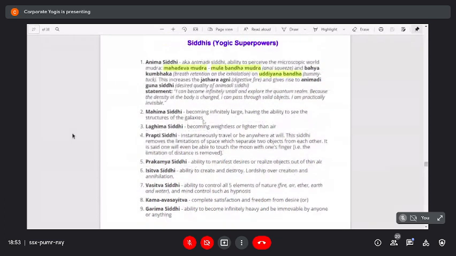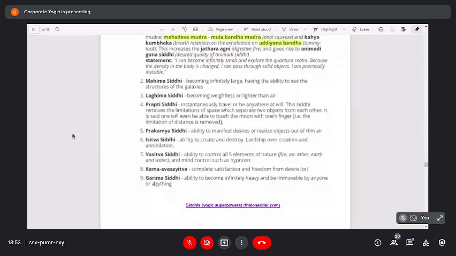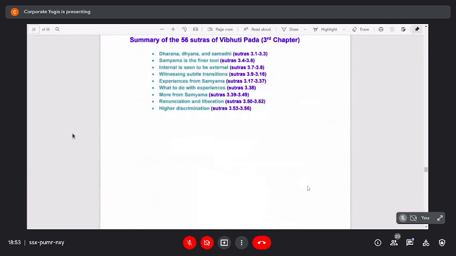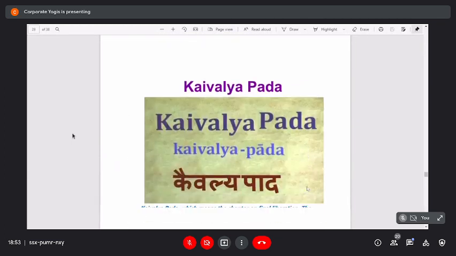No need to go into detail, but at least in level 2, you'll get what Anima Siddhi is related to, or Mahima Siddhi, or Garima Siddhi. Something like that will come into the picture. This is a summary.